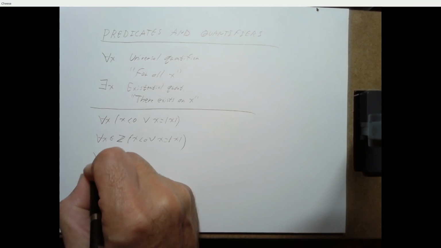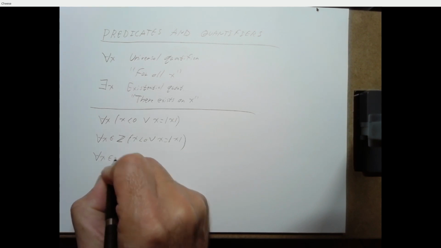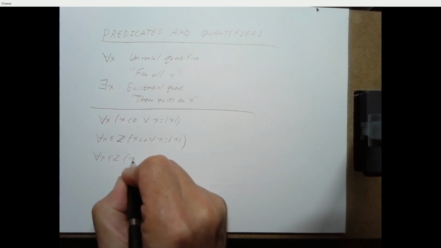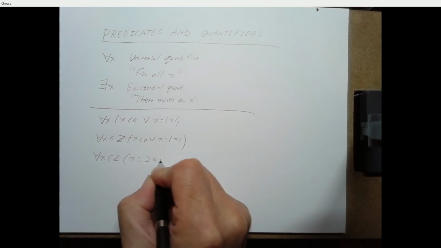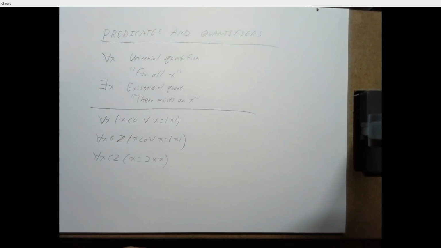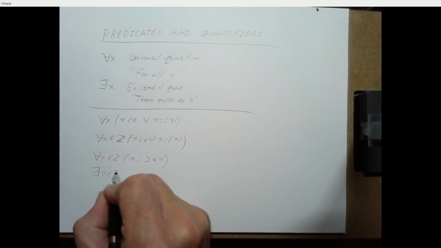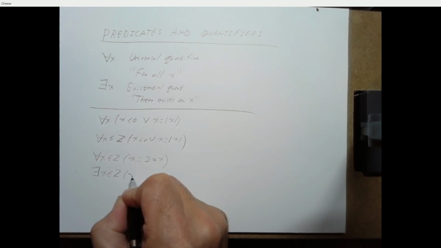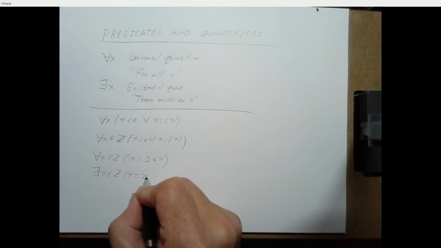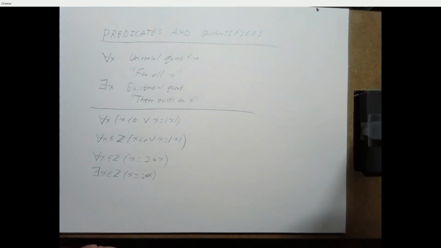But this is also a proposition: for all x contained in Z, x equals 2 times x. It's a proposition. Is it true? No. It's not true that for all x. On the other hand, there exists an x contained in Z such that x equals 2 times x. That is a true proposition.